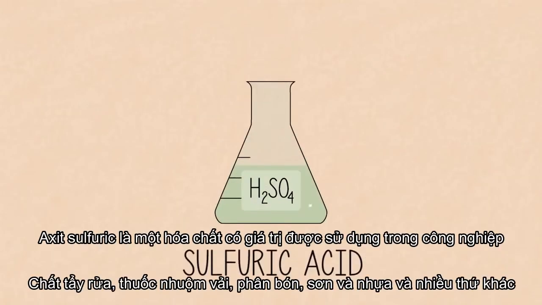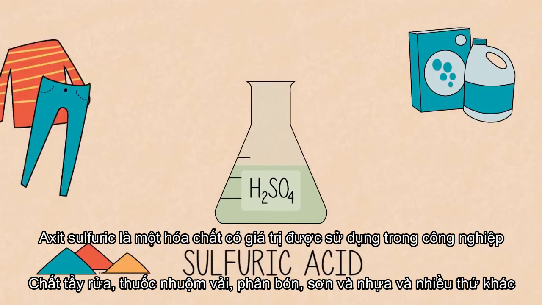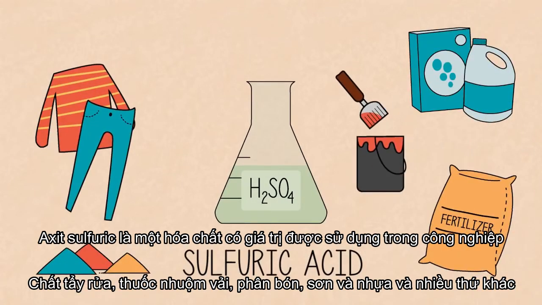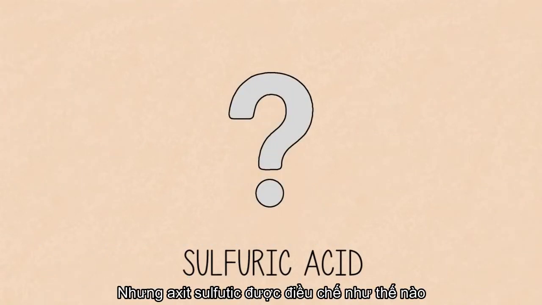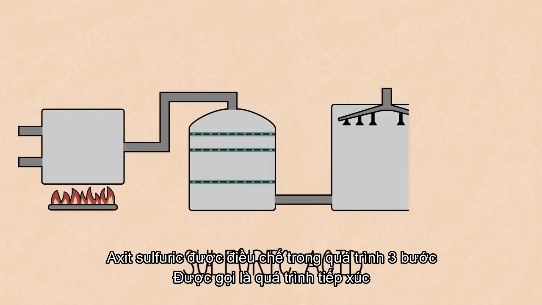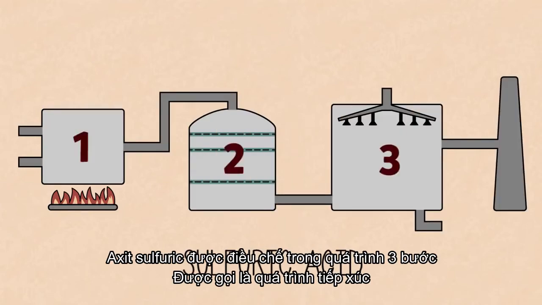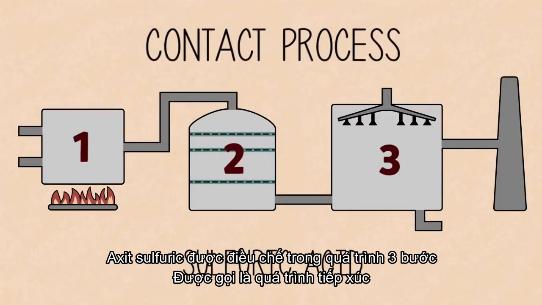Sulfuric acid is a very valuable chemical. It is used in the manufacture of detergents, dyes, fabrics, fertilizers, paints and plastics, and in many other products. But how is sulfuric acid made? Sulfuric acid is made in a three-stage process called the contact process.